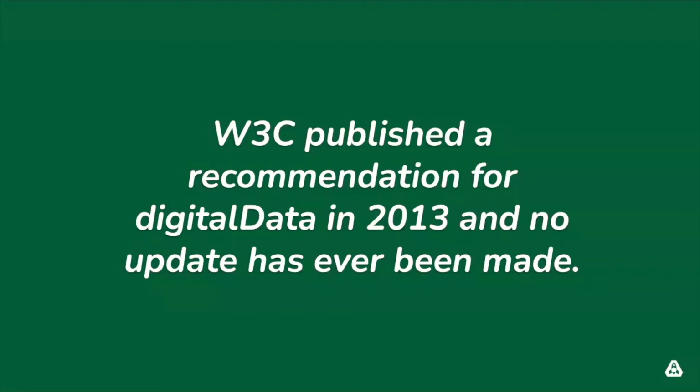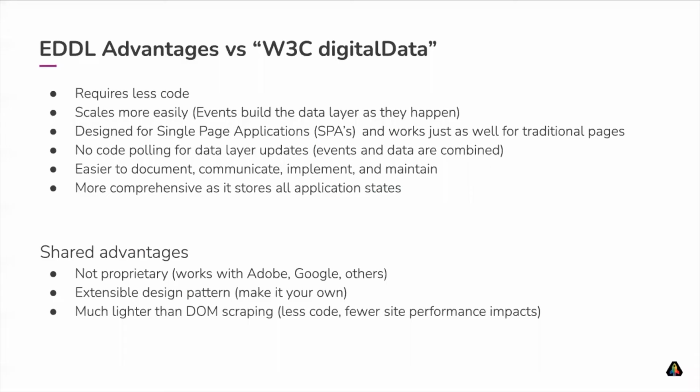You may be used to the digital data object from W3C. This recommendation was made quite a few years ago, and there haven't really been any major updates to it since. So this is a more modern way and a more future-proof way of tracking. The EDDL requires less overall code, and you're able to become aware of events exactly as they happen, which makes sure that all of the necessary attributes are available at the time that you need them. You're not relying on outdated methods such as polling, where if something updates in between when the item is being checked for, maybe it could get missed. So there are a lot of advantages to this.